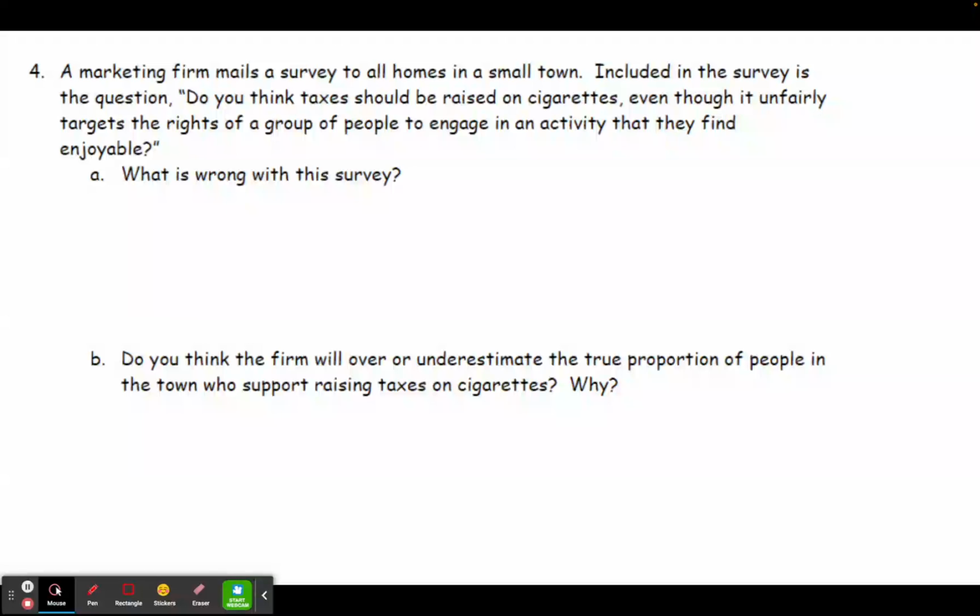Finally, example number 4 says a marketing firm mails a survey to all the homes in a small town. Included in the survey is a question that says, do you think taxes should be raised on cigarettes, even though it unfairly targets the rights of a group of people to engage in an activity that they find enjoyable? What's wrong with this survey is that the question is sort of one-sided. It's kind of already pulling people to think about the fact that taxes are unfair. And in fact, here we're just taxing one group of people, which are the smokers.